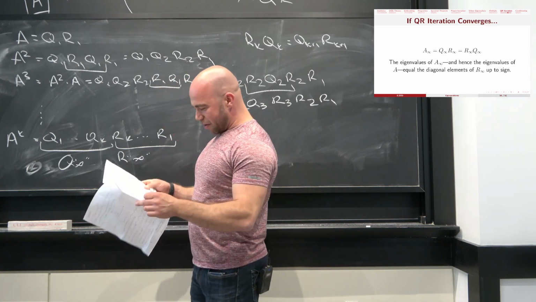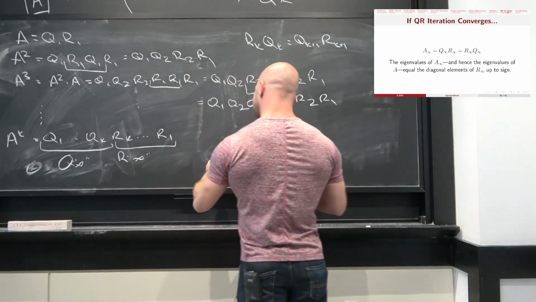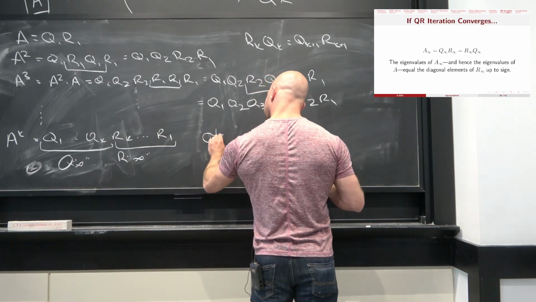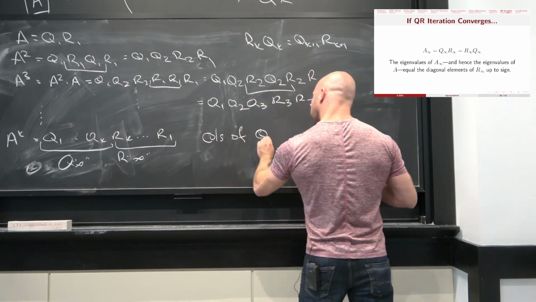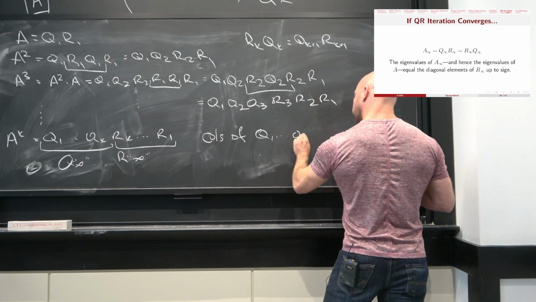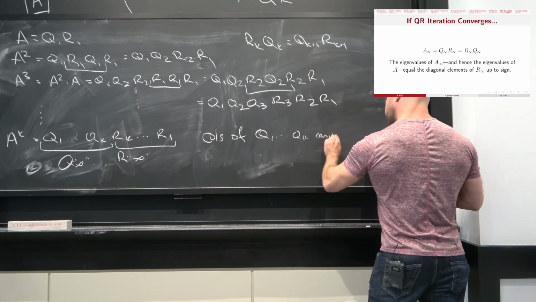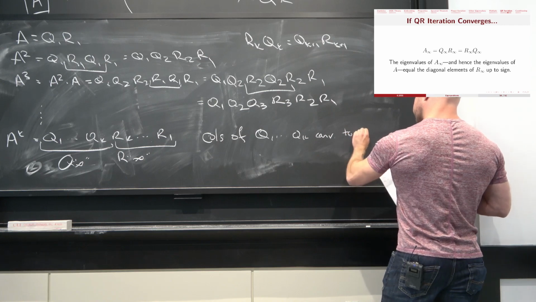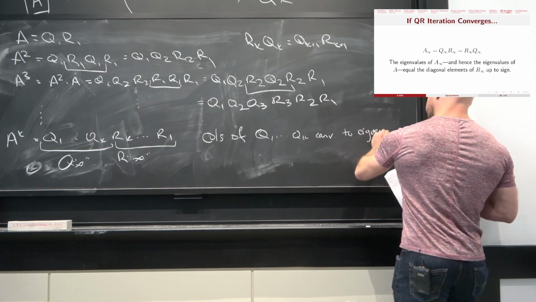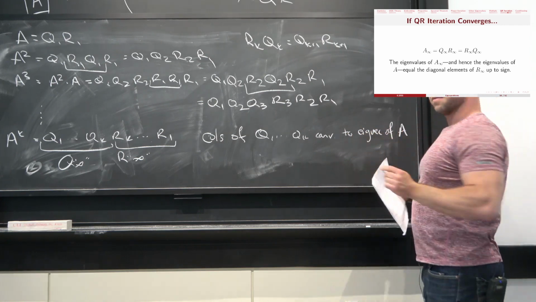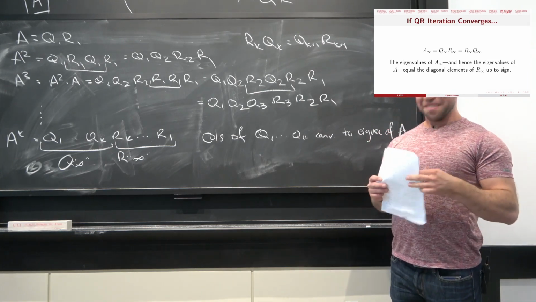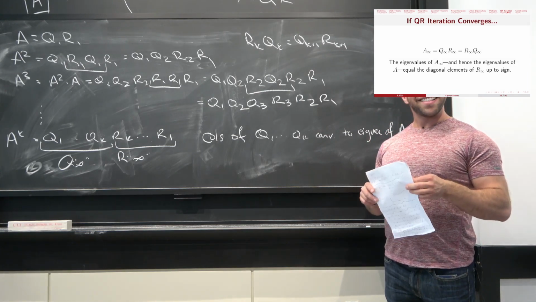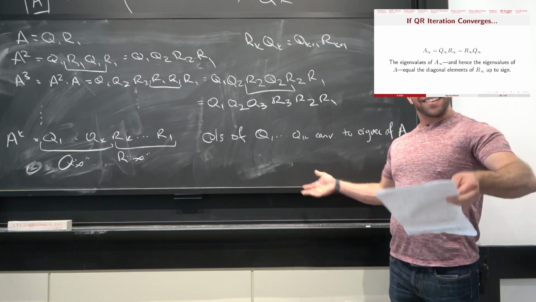Okay, so now we're getting somewhere. In other words, essentially what we've shown is that the columns of Q1 through Qk converge to the eigenvectors of A. Everything about this is so cool. It just all fits together.